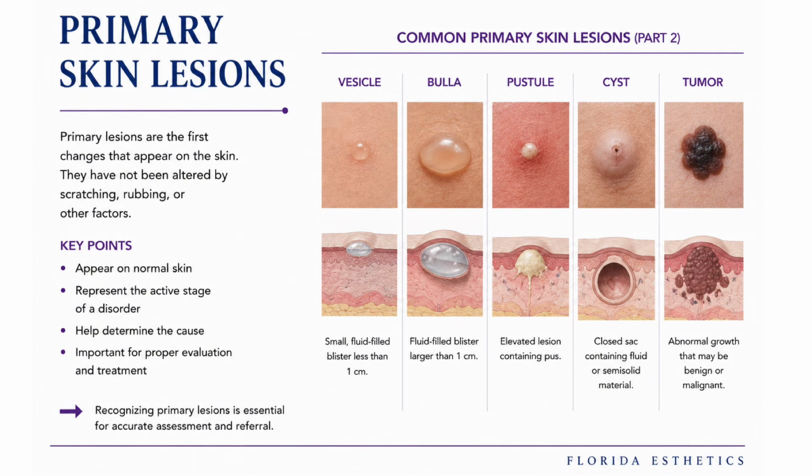Let's continue with the remaining primary skin lesions. A vesicle is a small blister filled with clear fluid. A bulla looks similar but it's larger. A pustule contains pus instead of clear fluid. A cyst is a closed sac beneath the skin that contains fluid or other material. Finally, a tumor is an abnormal growth that can be either benign or malignant.